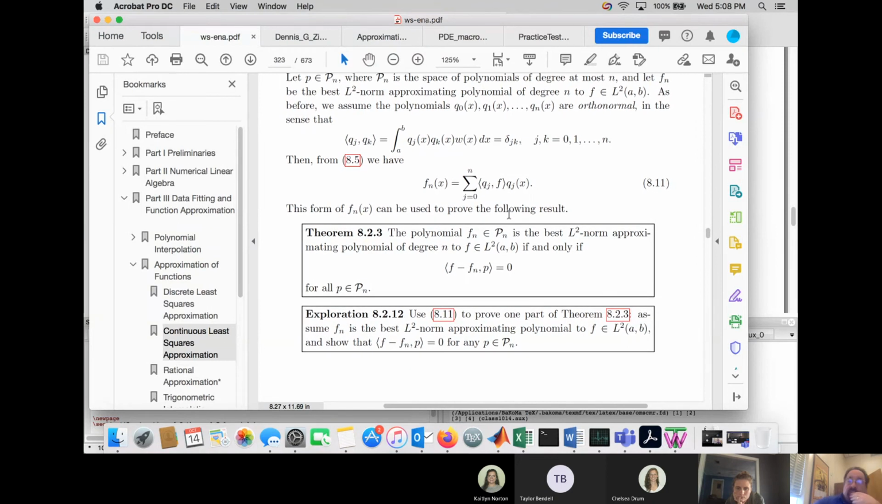Now, what does this theorem say? The theorem says that this polynomial that's defined here is the best approximation to f of degree n if and only if the error f minus f_n is orthogonal to all polynomials of degree n or less.